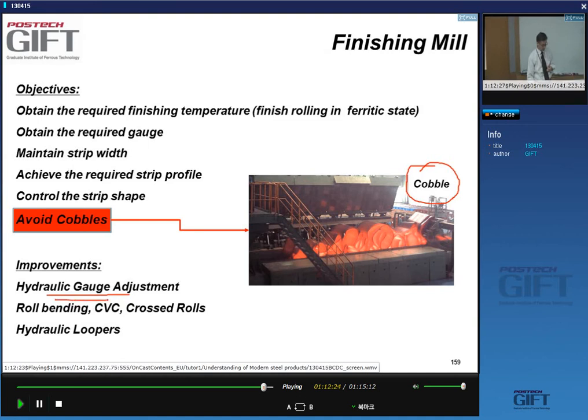and so we use a hydraulic gauge control adjustment, and then improvements in the strip profile are done by roll bending, CVC, and cross rolling. We'll talk about this, and then in order to avoid things like these cobbles, we also have what are called loopers.